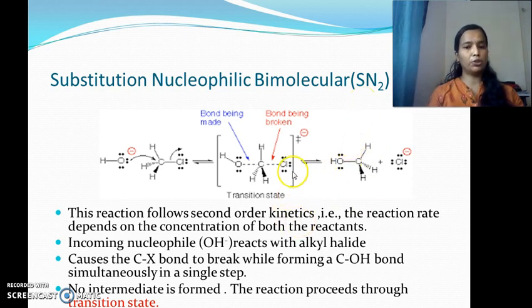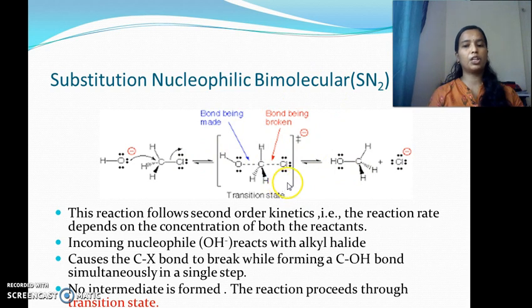That is, it proceeds through a transition state, and here it follows second order kinetics. That is, the reaction rate depends upon the concentration of both the reactants, the nucleophile as well as the alkyl halide, and it is a single step process. That is, the nucleophile reacts with the alkyl halide and, proceeding through the transition state, soon changes into the product. So this is a single step process, and the transition state cannot be isolated.